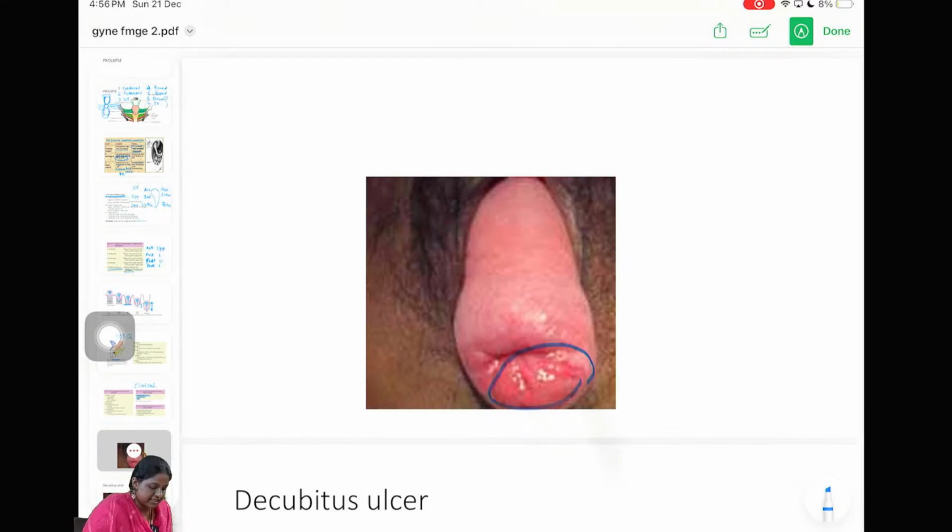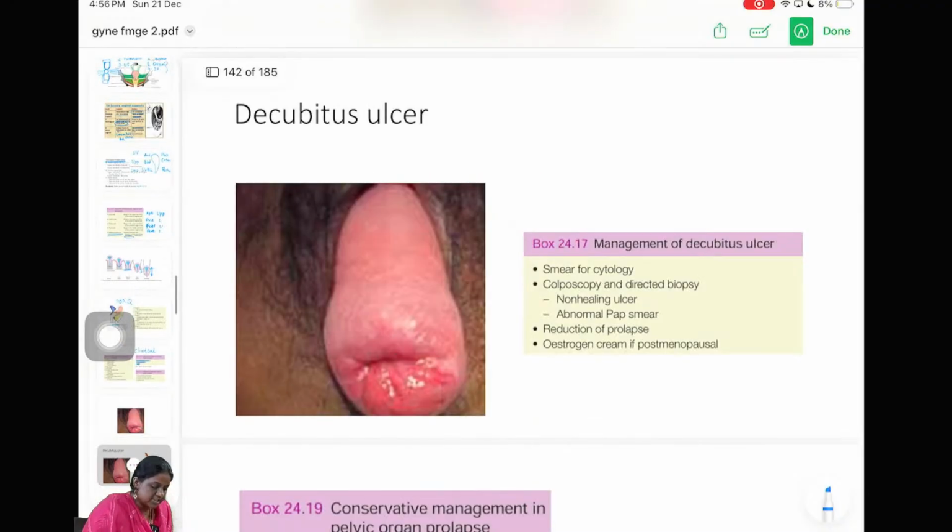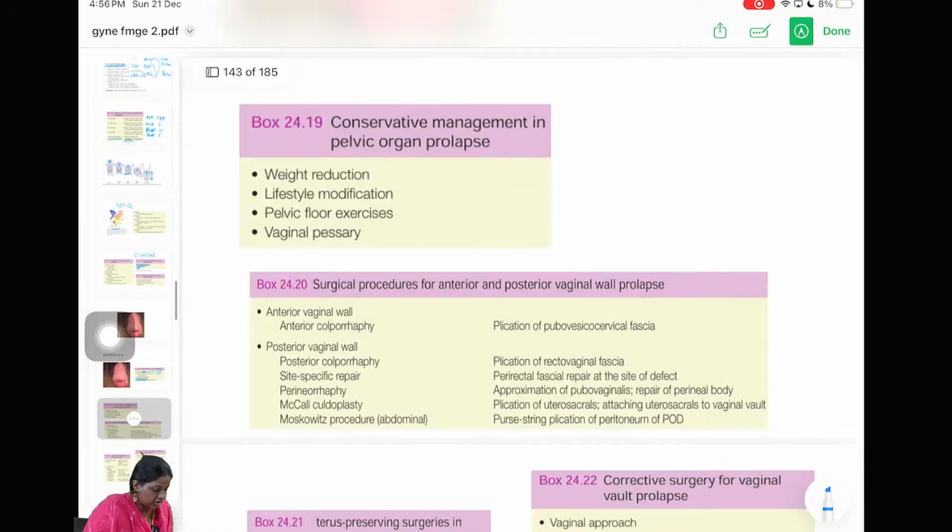Uterine prolapse with an ulcer here. That is called a decubitus ulcer. So decubitus ulcer, what do you do? First, you do a cytology test and see that the ulcer is normal. And then you have to reduce the prolapse and apply estrogen cream continuously so that the decubitus ulcer will get cured. Understood?